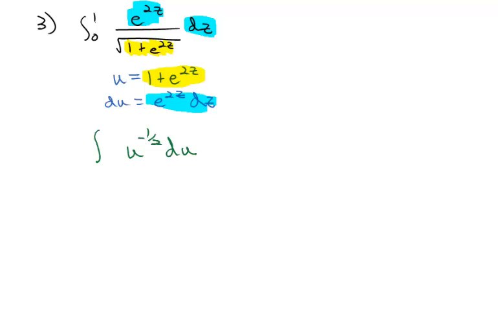Now we're also going to evaluate our limits. First, when we put 1 in for our limit, we end up with 1 plus e squared. That's interesting. So the upper limit is now 1 plus e squared. The lower limit, we're going to put 0 in, which becomes 1 plus e to the 0, which is 1. 1 plus 1 is 2. So we're going from 2 to 1 plus e squared.